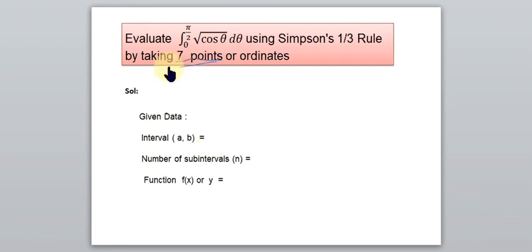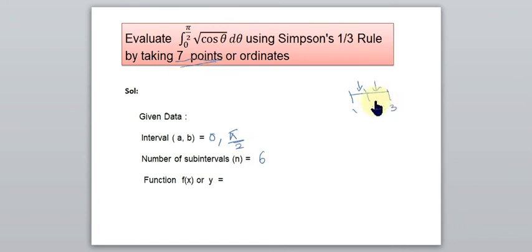First, write the given data. A is 0 and B is pi by 2 or 90 degrees. If you have 2 subintervals, then the number of points is going to be 3: 1, 2, 3. That means points are always 1 more than the number of subintervals. So here there are 7 points, which means the number of subintervals is less by 1. That means you will get 6 subintervals.